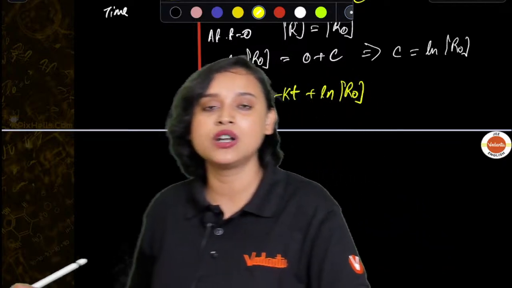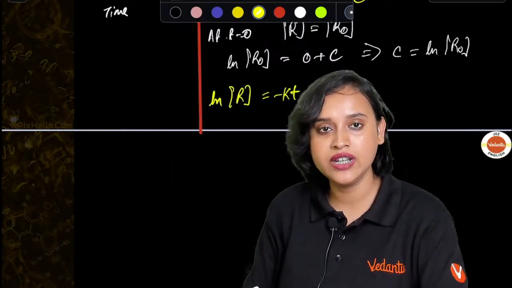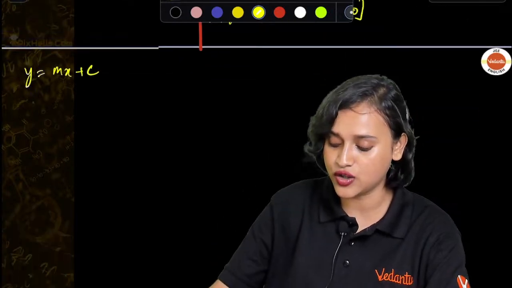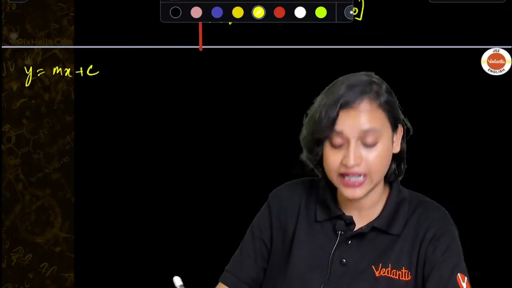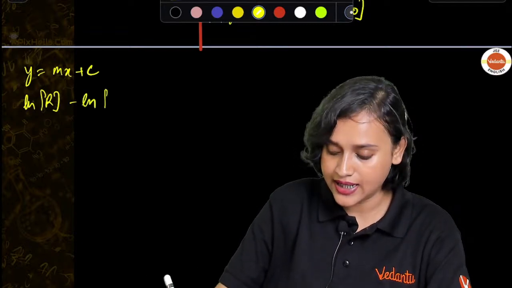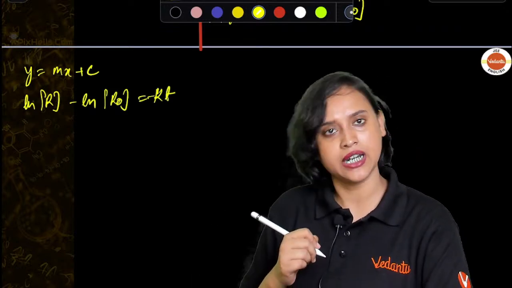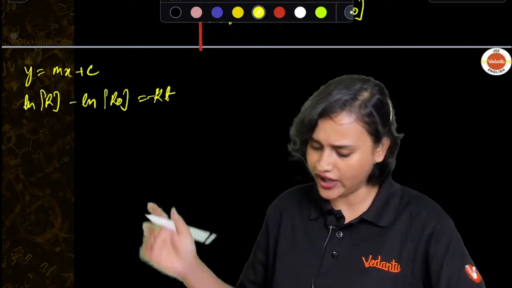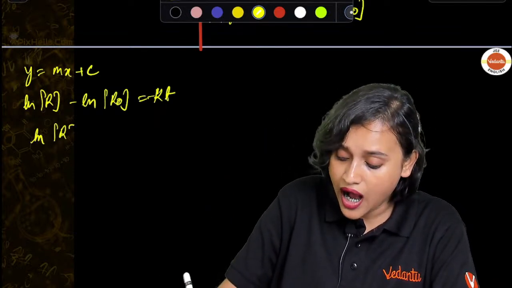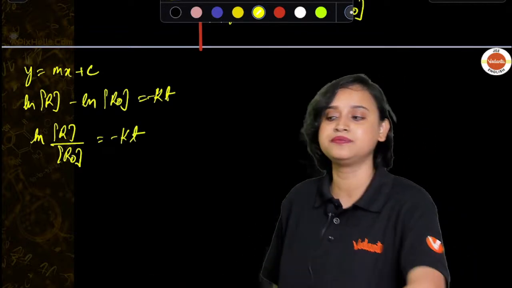Similarly, once again, compare this with y is equal to mx plus c. If we compare this with y is equal to mx plus c, what am I going to get? I can write ln of R minus ln of R naught, can I not do that? Minus here it will be kt. Correct, everybody? Am I writing it clearly? Very good. Now see, this natural log can be taken common. So ln of R divided by R naught is equal to minus kt.